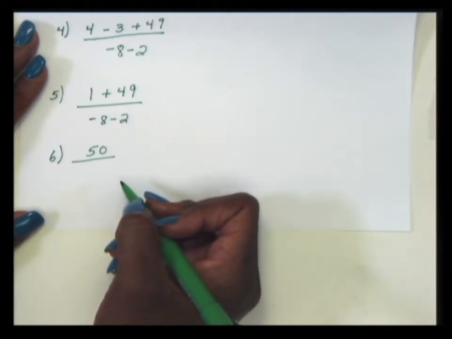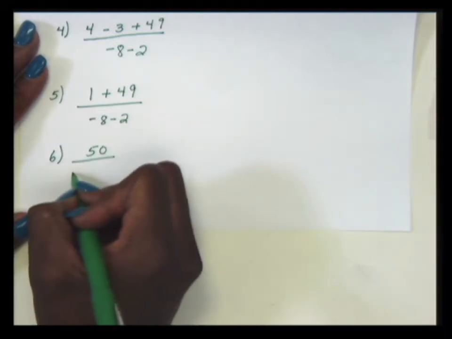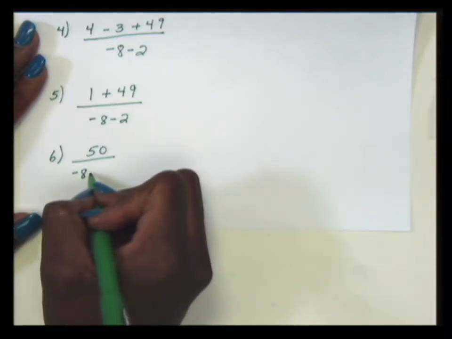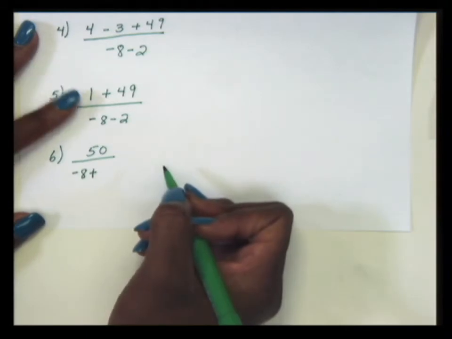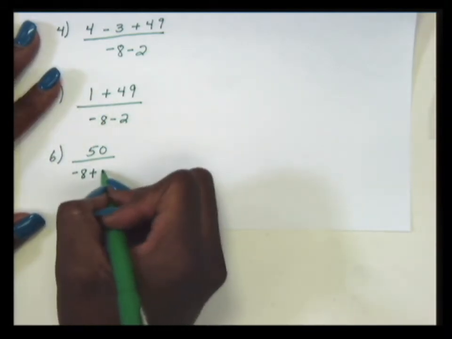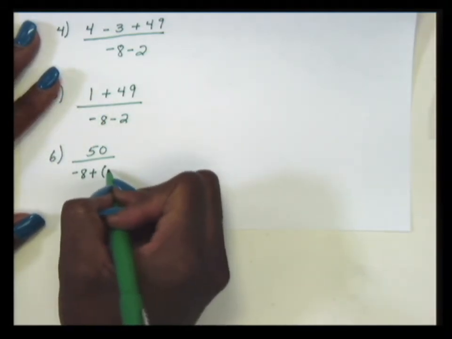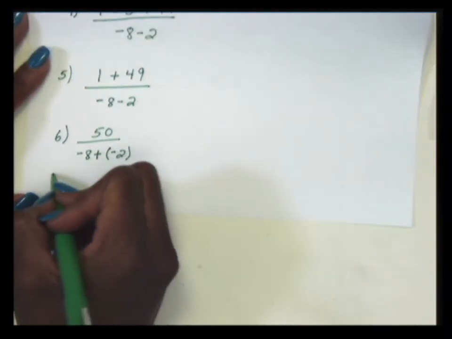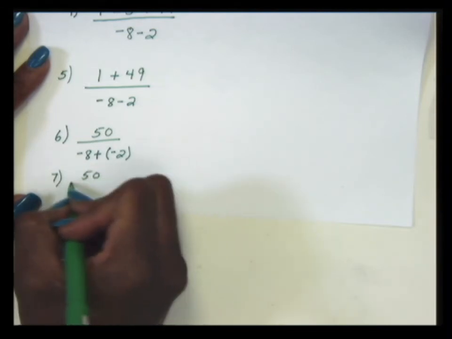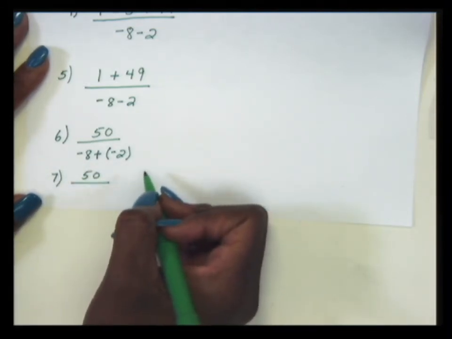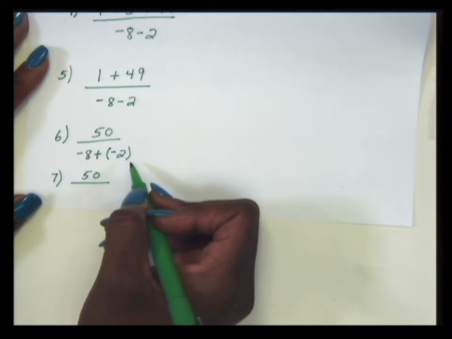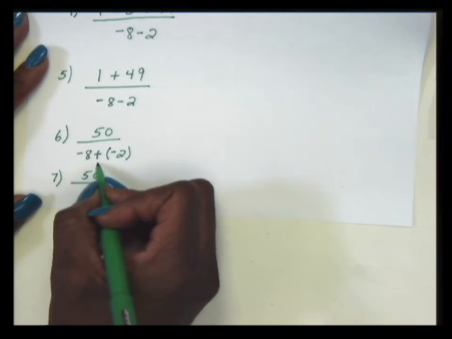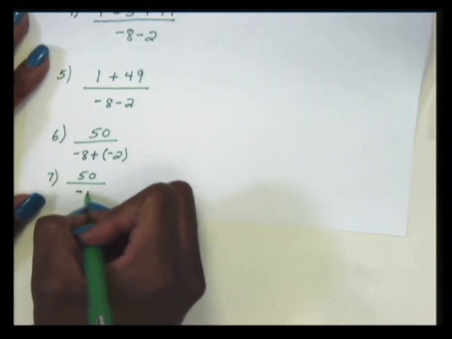So according to my signed number rules, I keep my first number as it is, change the subtraction sign to addition, and I use the opposite of the second number. The opposite of positive 2 is negative 2. In my denominator, I have negative 8 plus negative 2. So I'm adding two numbers with the same sign. I add the numbers and keep the sign. Negative 8 plus negative 2 is negative 10.